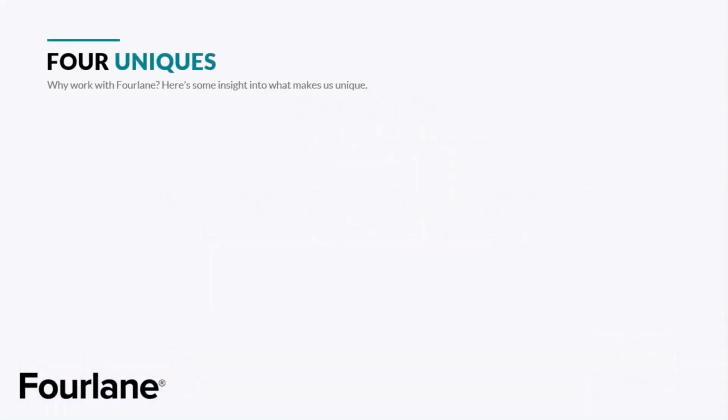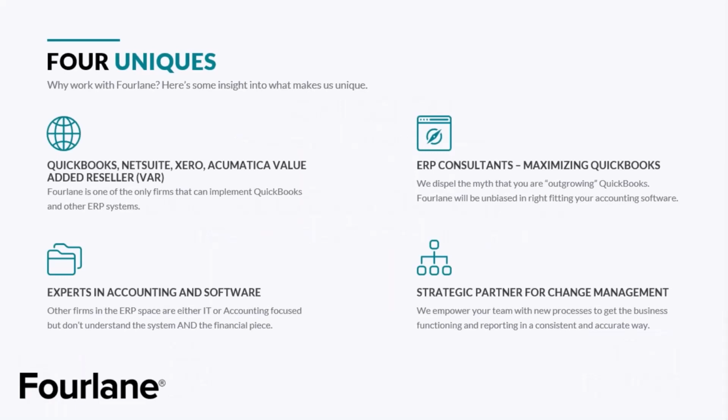Just a little reminder about who Fourlane is. What makes us unique is that we mostly do QuickBooks, right? But we also handle these other products. We like to take a love it or list it approach, where we are either keeping people in the product that they had a failed implementation of, or we help them get into, usually it's QuickBooks. Usually people come to us because they want to switch to QuickBooks. So we'll maximize QuickBooks. We are experts in accounting and software, so we know what the system can do as well as what those debits and credits are supposed to be doing. And then, of course, we help people get through change.